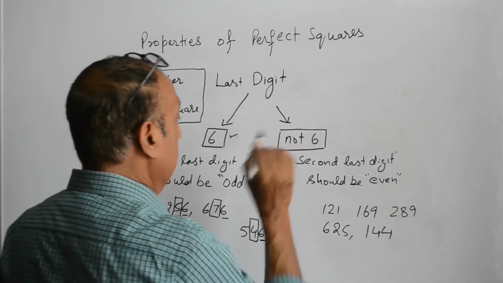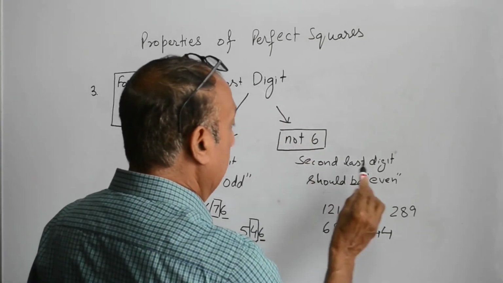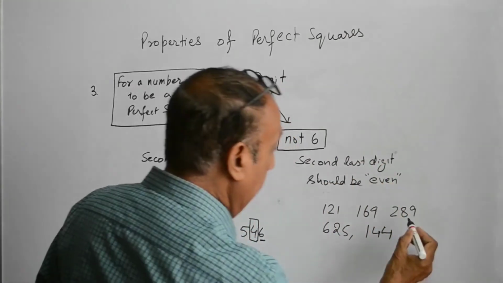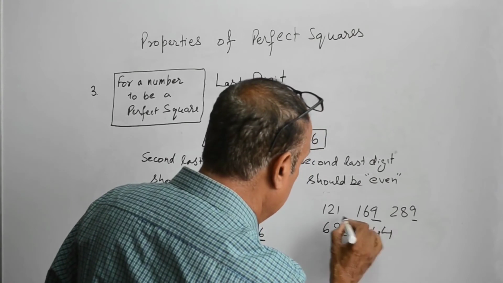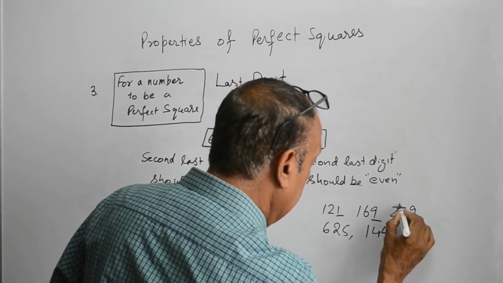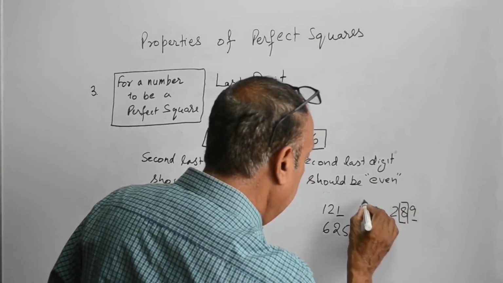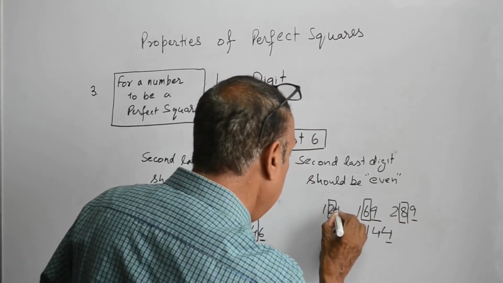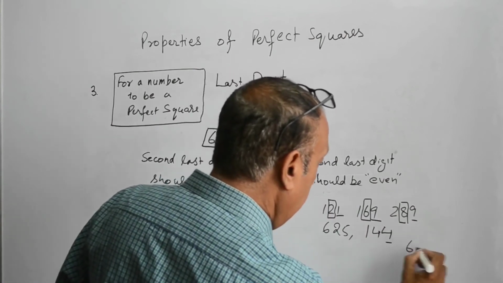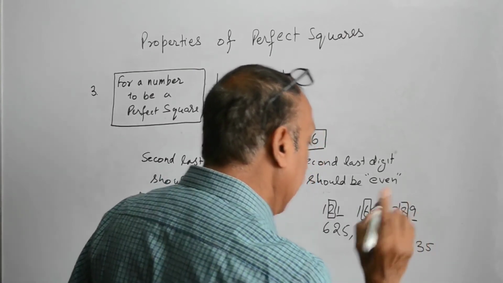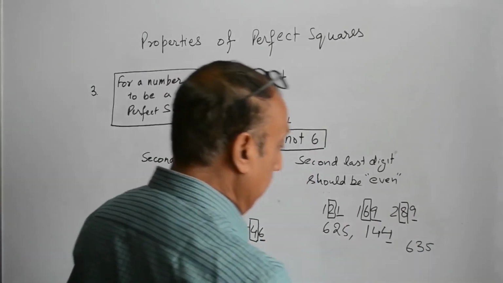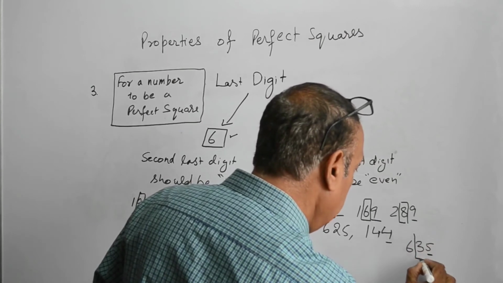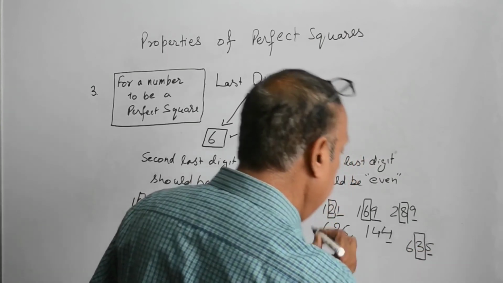If the last digit is not a 6, then the second last digit should be even. It should be an even digit. If the last digit is not a 6, then the second last digit should be an even digit. It means 635 can never be a perfect square, because the last digit is not 6, so the second last digit should be an even digit.